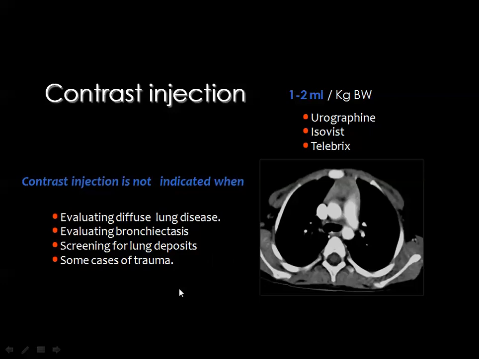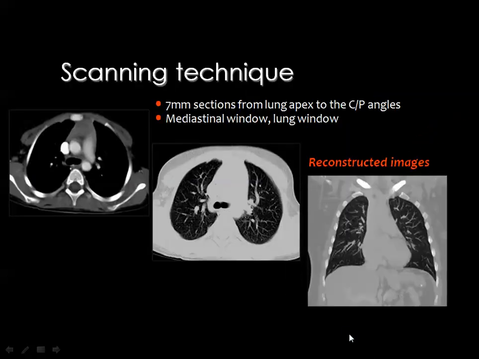These indications include evaluation of diffuse lung disease, searching for bronchiectasis, and screening for lung deposits, and in some cases of minor trauma, including rib fractures and pulmonary contusions. Then we scan the chest, as I have mentioned, at 10 or 7 millimeter scan intervals from the apex of the lung to the end of the costophrenic angle, and the sections are displayed in two window settings.